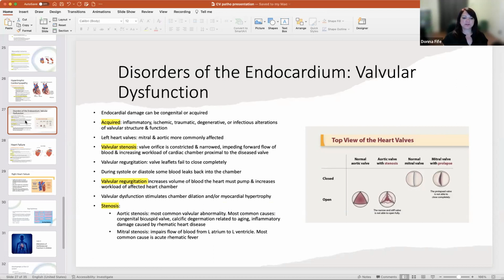Stenosis: we can have aortic stenosis. This is the most common valvular abnormality. The most common causes are a congenital bicuspid valve, calcific degeneration related to aging, and inflammatory damage caused by rheumatic heart disease, which can all lead to aortic stenosis. Mitral stenosis impairs flow of blood from the left atrium to the left ventricle, and the most common cause is acute rheumatic fever.